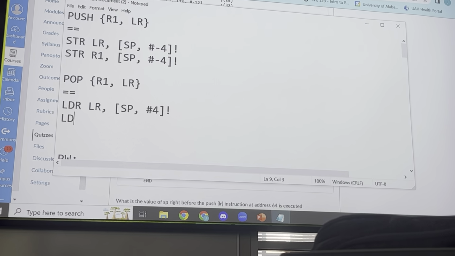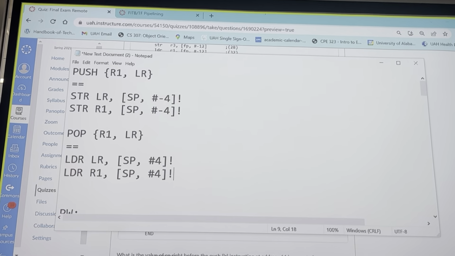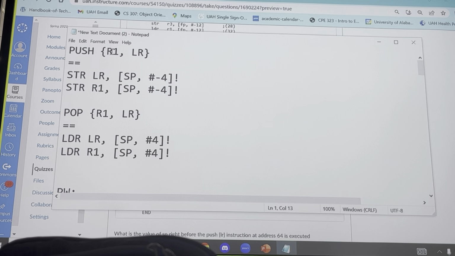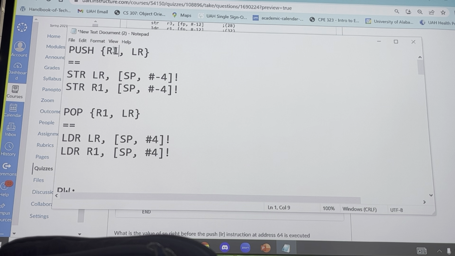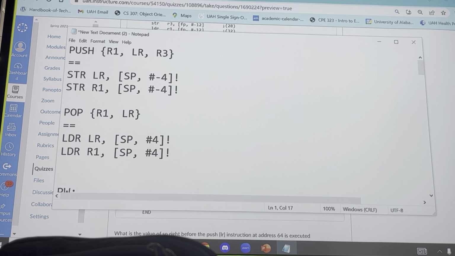Then LDR, and whatever's in here, that's what you add. It's going to do it in order of register. Well, most ARM versions will do it in order of register. The LR is what register? Link register. I think it's R15. Yeah, R15. That's why it's the last one. That's why if you do this, you'll get R1, R2, R3, LR.